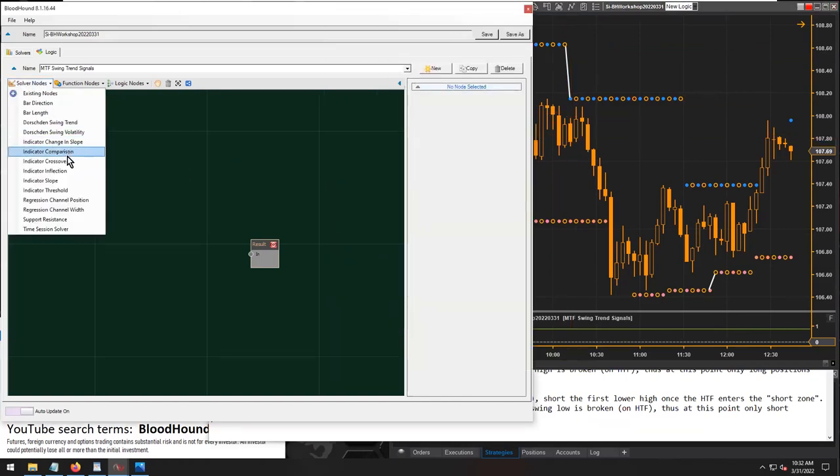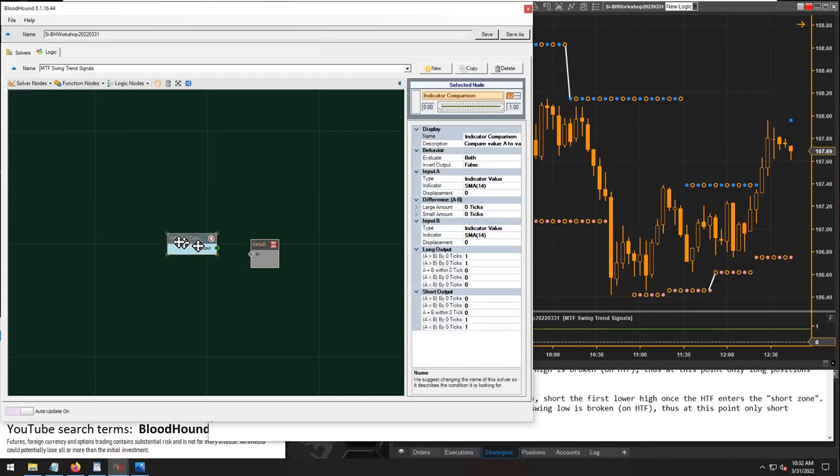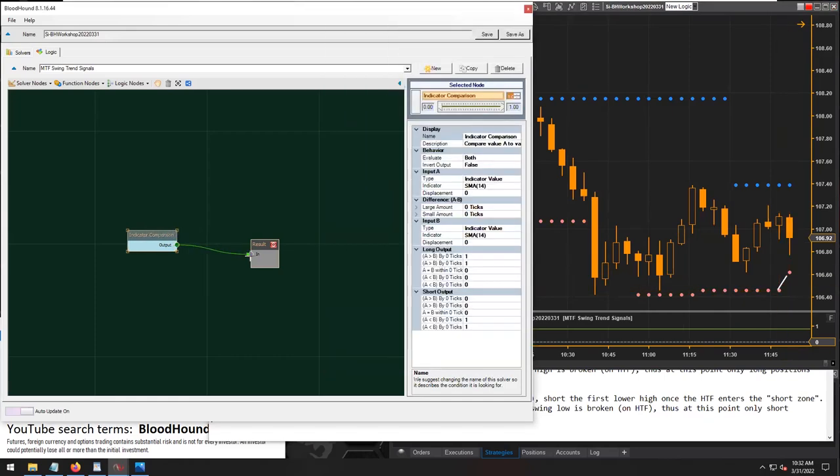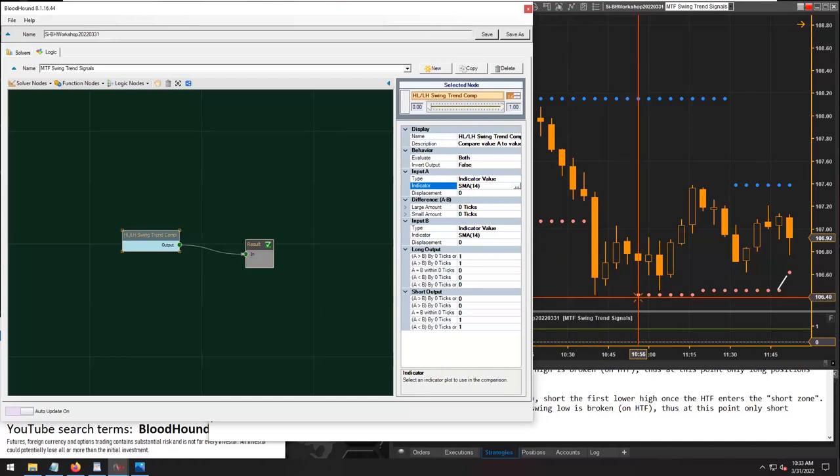So let's grab a comparison solver, because that's what we're doing. We're comparing the current swing low to the previous swing low, right? So let's connect that in there. We're looking for higher lows for a long, lower highs for short. Okay, so I have higher lows, lower highs, swing trend as my name here. Input A is going to be the swing indicator, and input B is the swing indicator. All right. So let's put that in here.